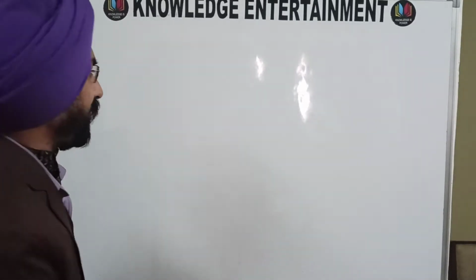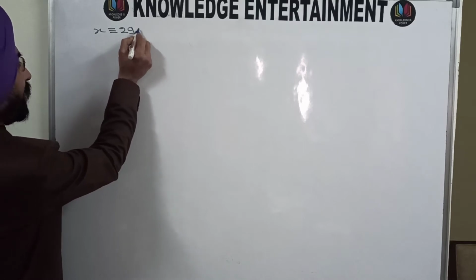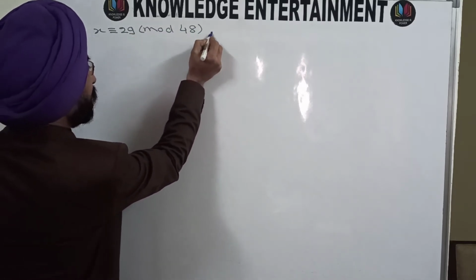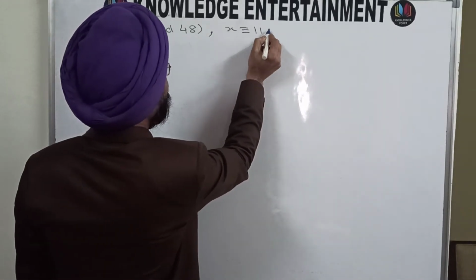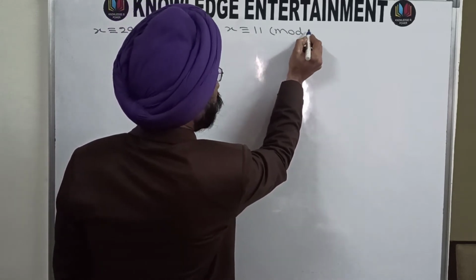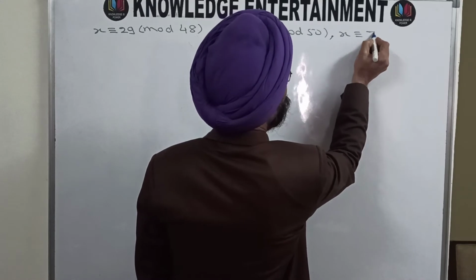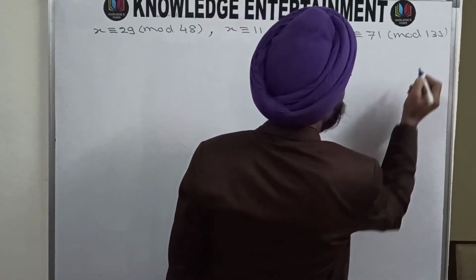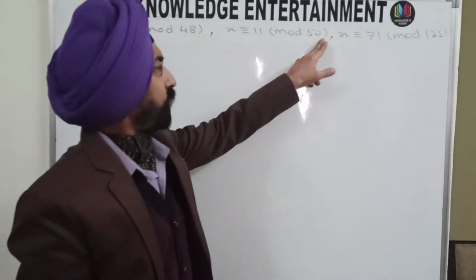Consider this system of linear congruences. x is congruent to 29 modulo 48. Let the second congruence be x is congruent to 11 modulo 50. Let the third one be x is congruent to 71 modulo 135. Here your m1 is 48, your m2 is 50, your m3 is 135.